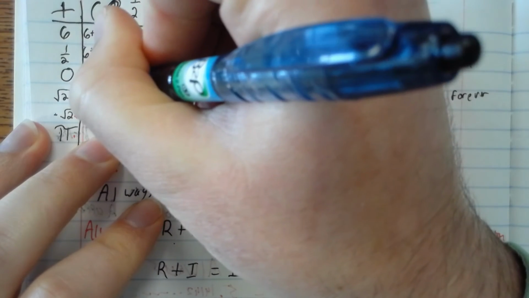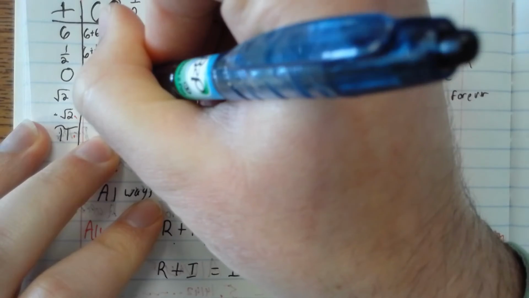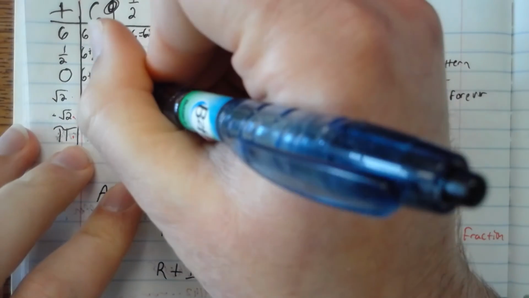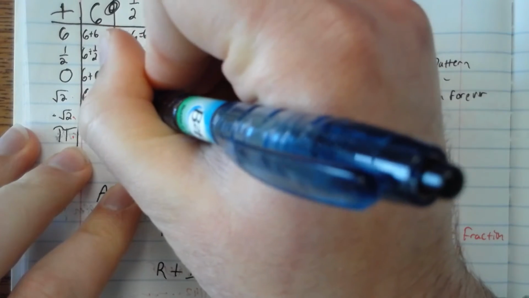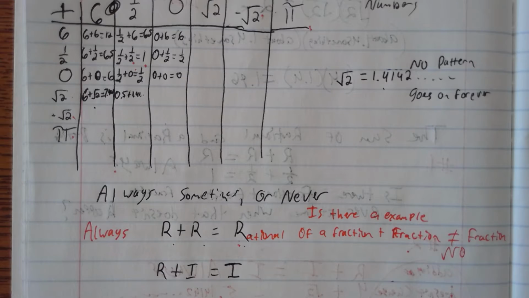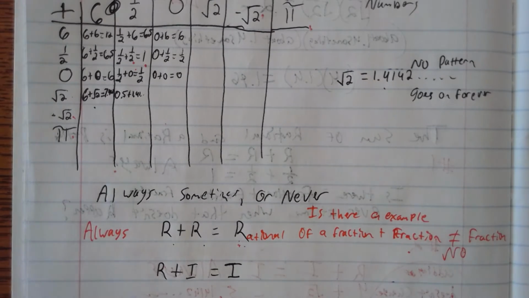So it's like 7.41, right? But it's still irrational. And the same is true if we take 1/2, right? 1/2 is 0.5 plus 1.41, right? That's just going to make it 1.9142. It's still going to be a decimal that goes on forever without a pattern.